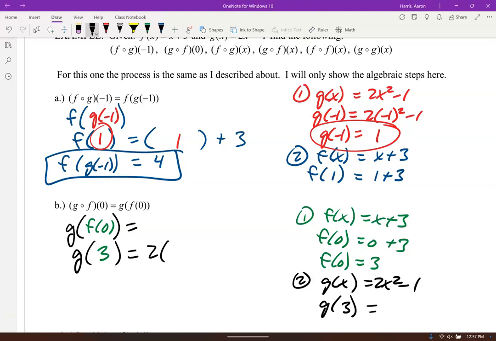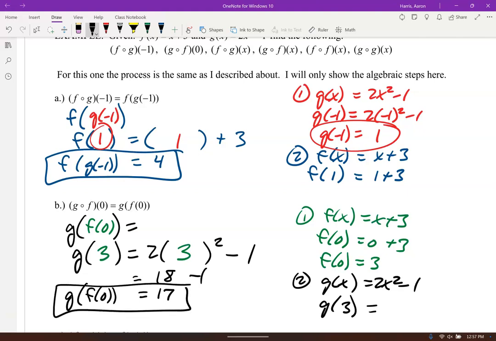So I have 2x squared minus 1. F of 0 goes in. F of 0 is 3. So 2 times 3 squared. Well, 3 squared is 9. 2 times 9, 18. Minus 1, I got 17 on this. So g of f of 0 ends up being 17.